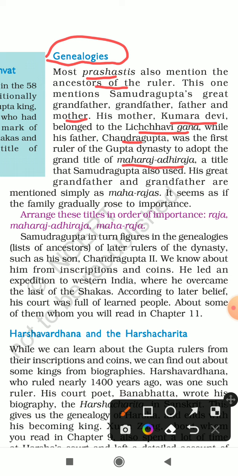So, from these prashastis, we come to know a lot about the family of King Samudragupta. The father of Samudragupta, Chandragupta, was the first ruler to use the title Maharaja Dhiraja. Please remember this point. Apart from that, Samudragupta also used the title Maharaja Dhiraja for himself. His great grandfather and grandfather are mentioned simply as Maharajas. It seems as if the family gradually rose to importance. So, with time, these Gupta rulers became very strong, very powerful, and as they became powerful, they used big titles to address themselves. For example, earlier they only called themselves Maharajas, but now they started calling themselves Maharaja Dhiraja.